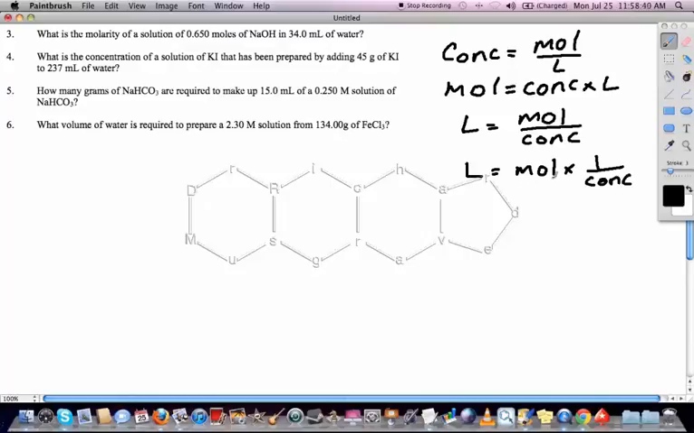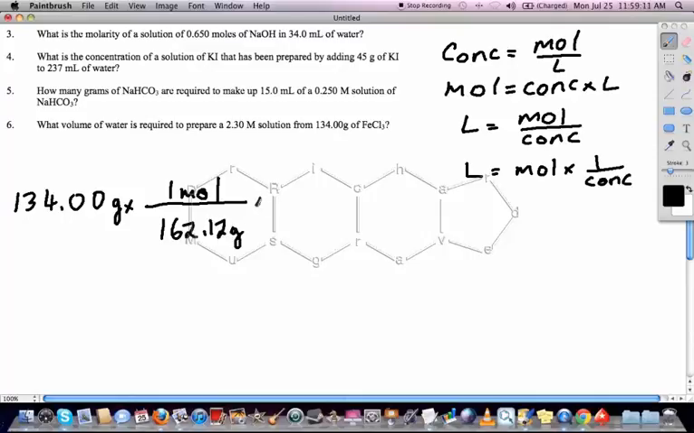We know we need moles first, and here we've got grams. So I'm going to go ahead and get moles from that. That's 134.00 grams times 1 mole over the molecular weight of FeCl3, which is 162.2 grams. Now this will give us moles.